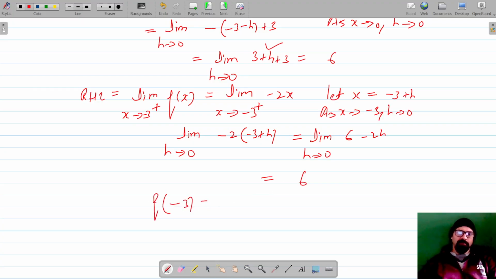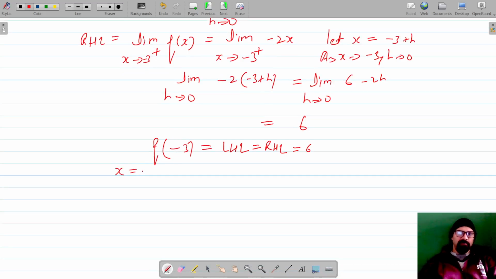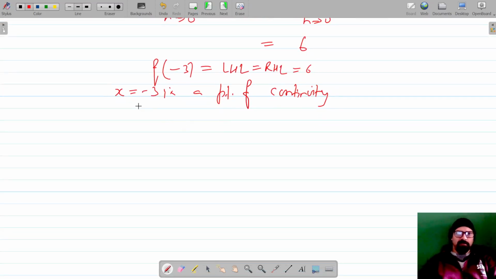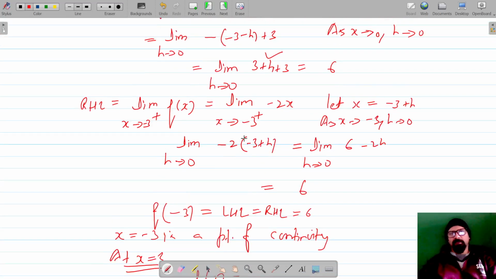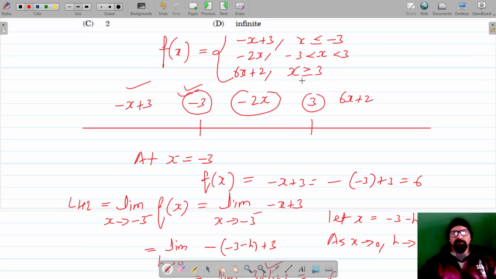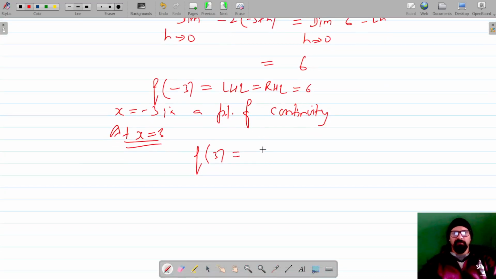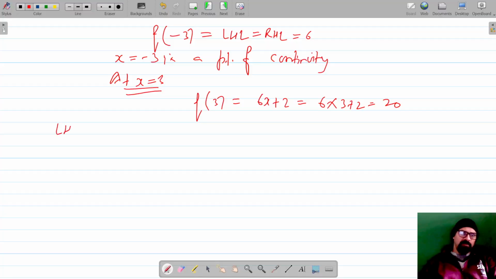So this function is continuous as the value of the function at negative 3 is equal to the left hand limit is equal to the right hand limit is equal to 6. So x equal to negative 3 is a point of continuity. Now let's check the continuity of this function at x equal to 3. So at x equal to 3, the function is defined as 6x plus 2, which gives me 6 into 3 plus 2 is equal to 20. Now let's find out the left hand limit.